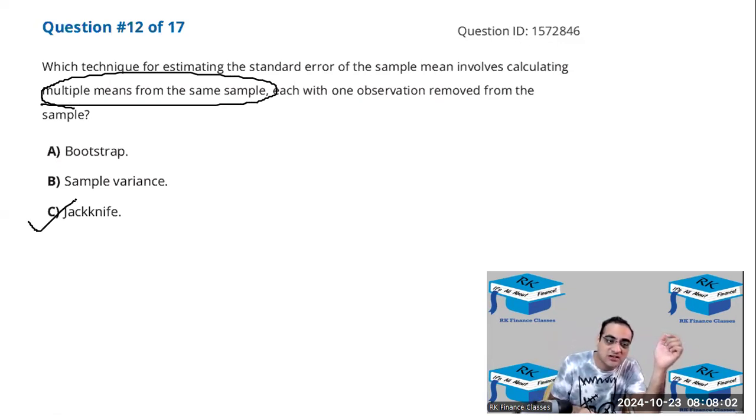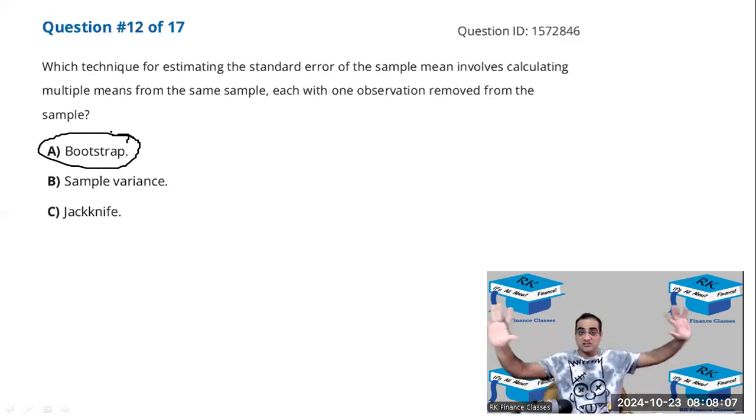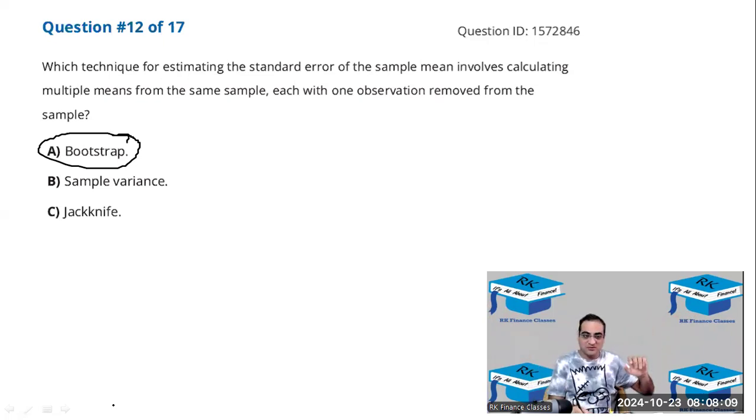The answer was jackknife. The concept is, in bootstrapping you have a larger data set, right Tanveer? We discussed it just now. Okay, in bootstrapping we are going to have the, right Tanveer? Last time. Yes, yes, sir.